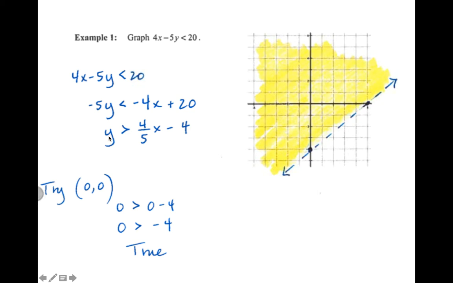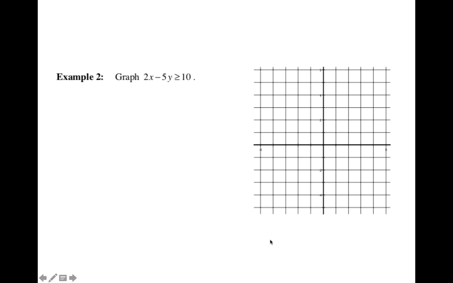So I put in a 0 here and a 0 there. I get 0 is greater than 0 minus 4. And then when I look at that, 0 is greater than -4. Yeah, that's definitely true. So I've tested an easy point like 0, 0, and it's come out to show that, yep, my work is correct. All right, so we did the next one. And I would encourage you as you're going through these videos to just pause and give it a try yourself.